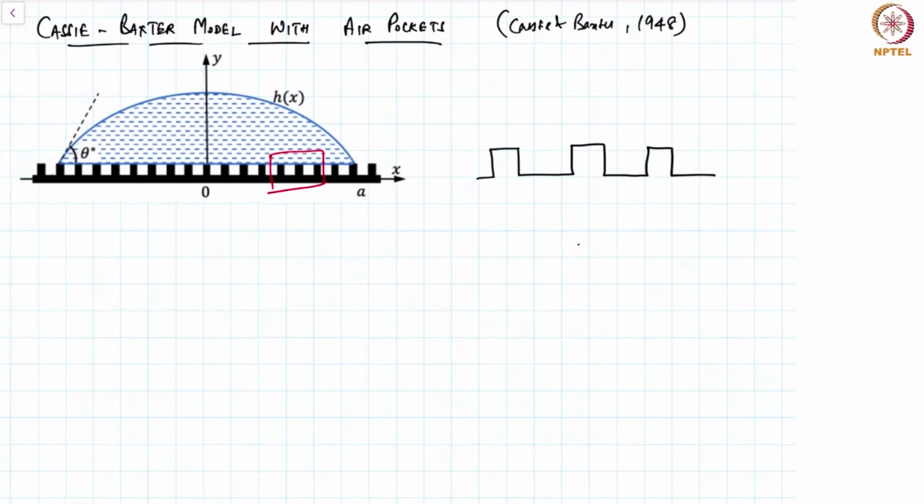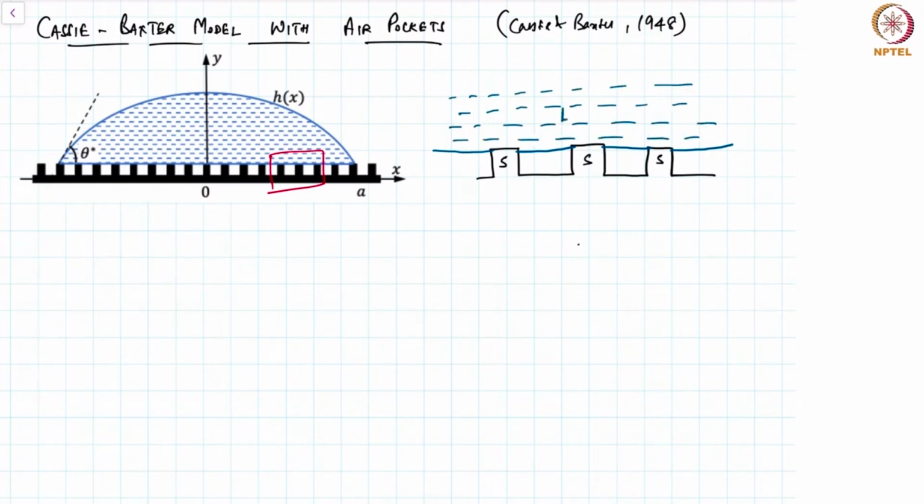These are the roughness elements, and the droplet is approximately flat in the middle. This need not be the case, but that's the simplistic model that we have taken. And once we do this, we can now say that this is solid and solid, and the entire region above is the liquid. That's the liquid region, and we have air here, air in these regions, right?